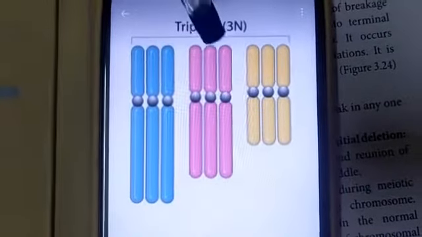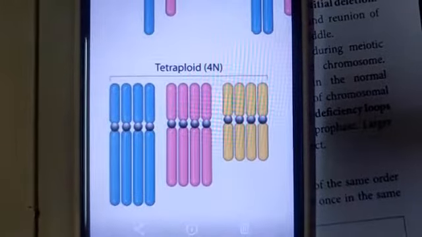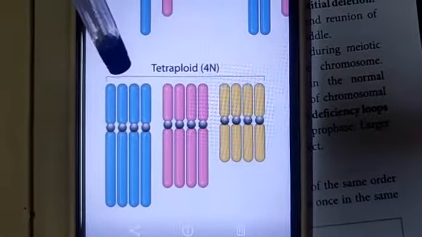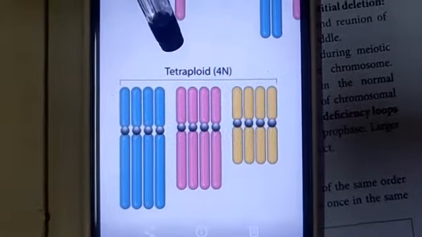In triploidy individuals, the chromosome number is 3 in each set. In tetraploidy, the number of chromosomes is 4 in each set. That's autotetraploidy.